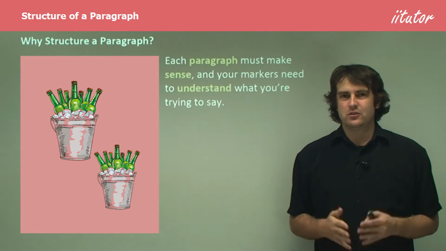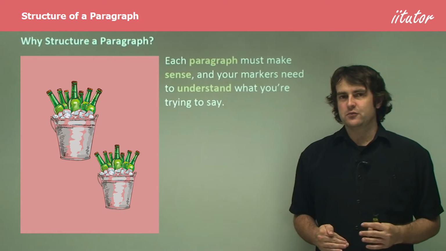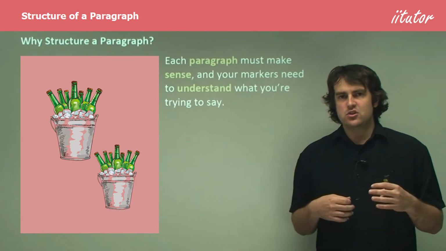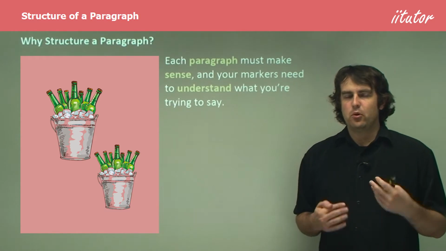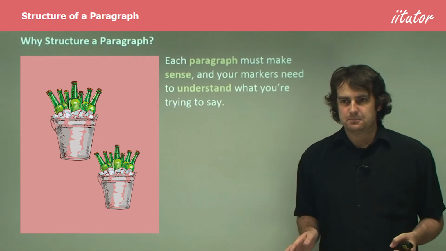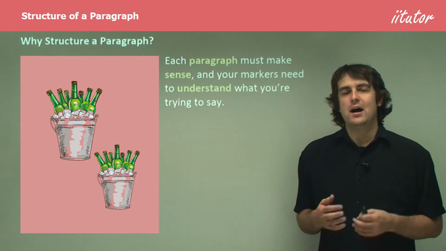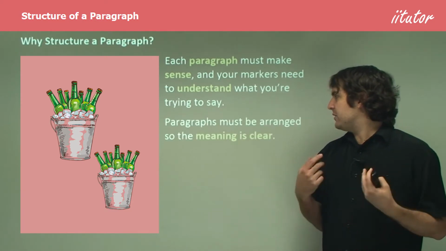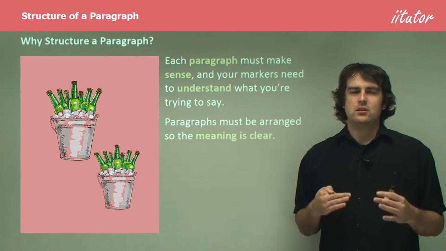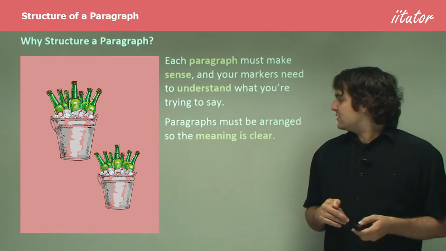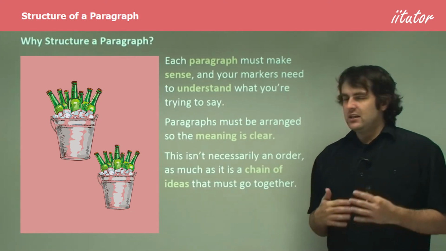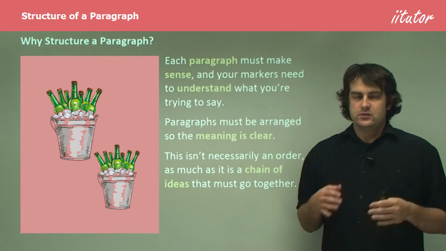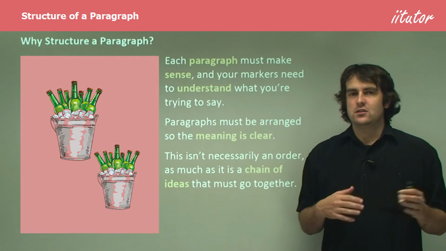What you're going to be looking at when you're looking at the structure of a paragraph is slightly different from structuring a whole essay. You're still building an argument, but what you're doing is organizing your points in such a way that they make sense. The best part about making sense is your markers know exactly what it is you're trying to say. So your paragraphs must be arranged in such a way that the meaning you give is quite clear. Now, this isn't necessarily a particular order as much as a chain of ideas that go from one to the next to the next. So really, it should just flow together as a nice seamless wave.